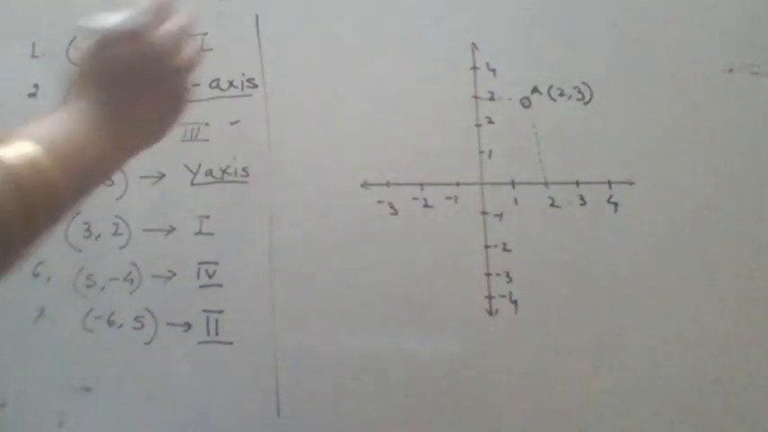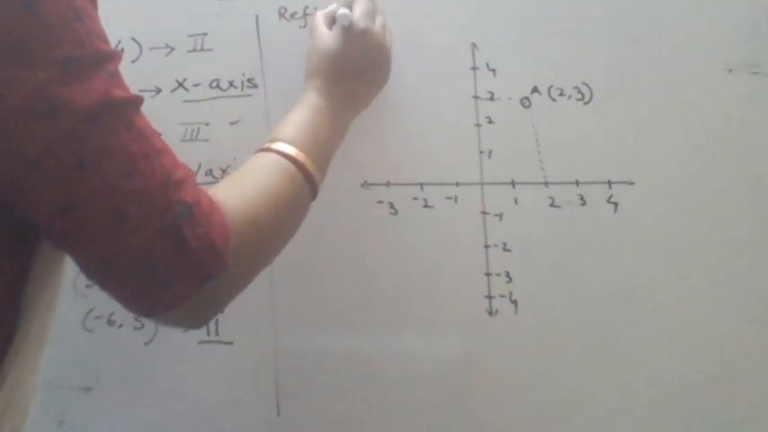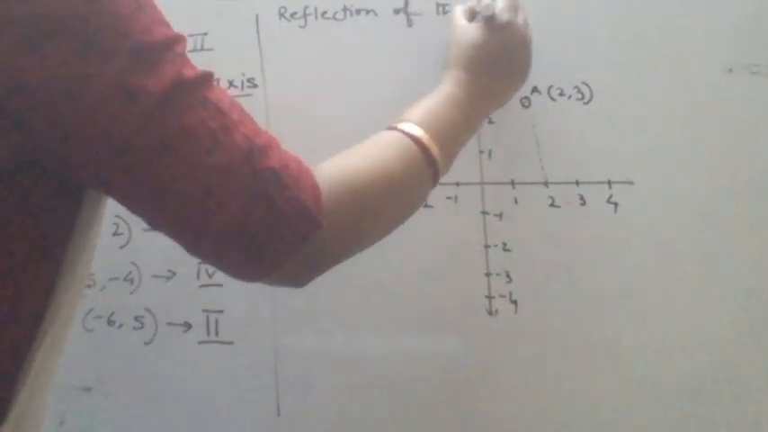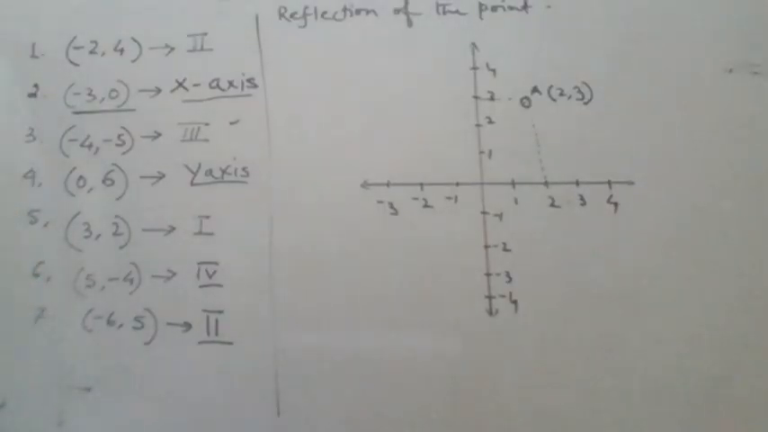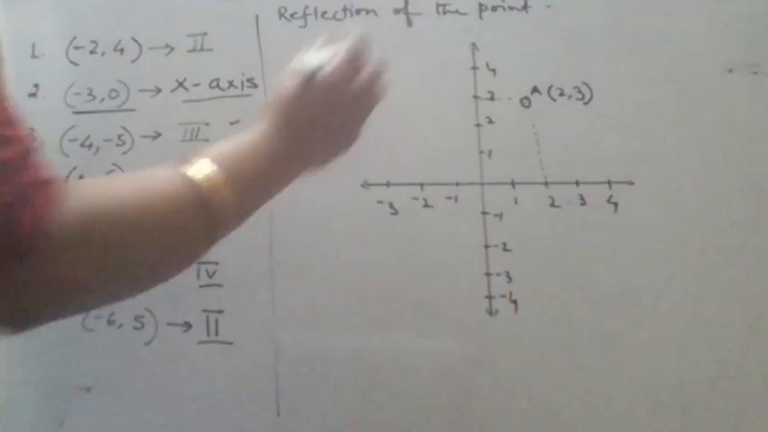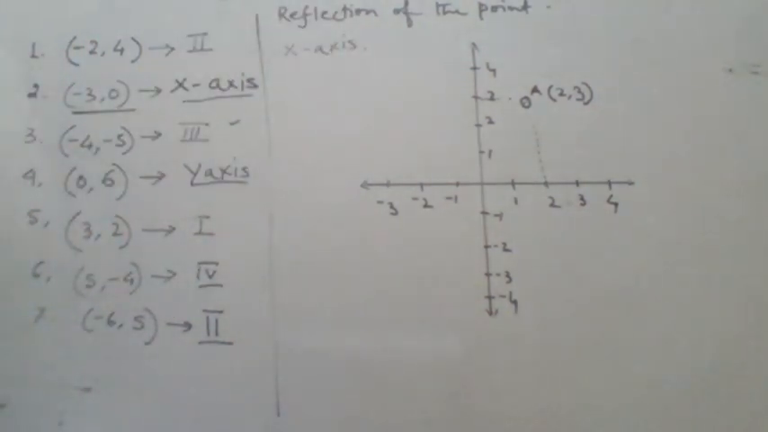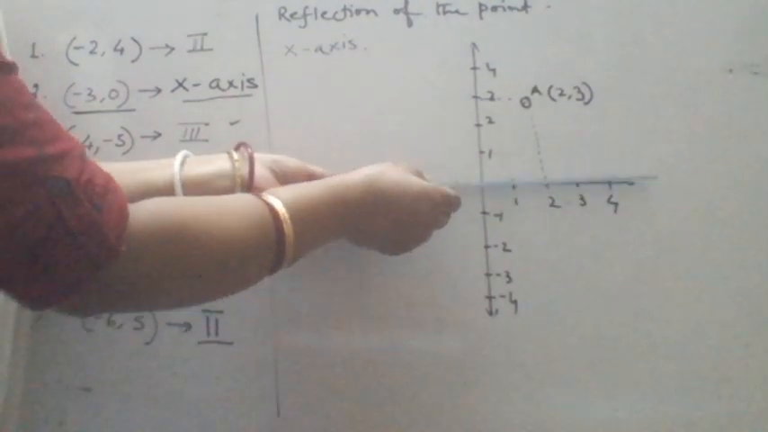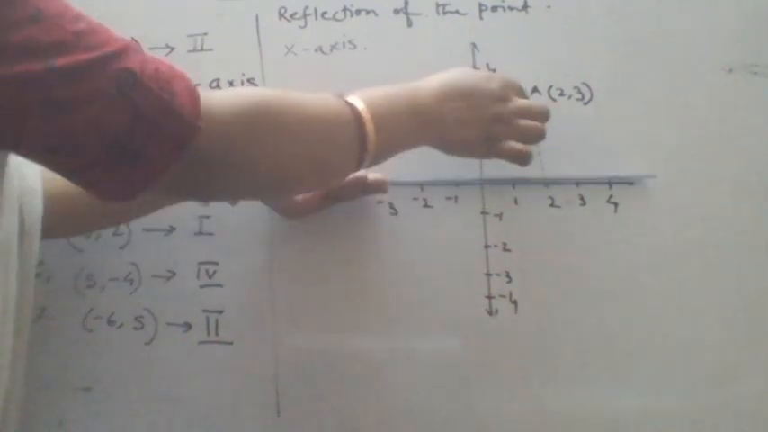Now what we are doing? We are going to find the reflection of the point. So if I am talking about reflection about the x-axis, that means in the x-axis, this is the x-axis, if you hold a mirror in this x-axis, then where will the image of this point appear?